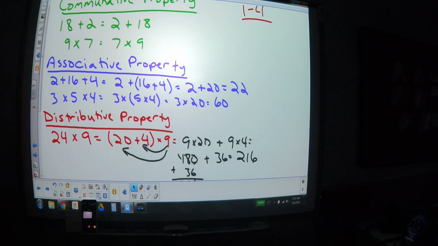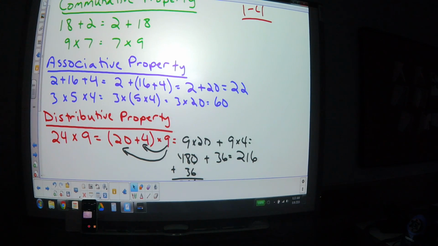Okay, good morning and welcome to section 1-4. We'll be talking about the different math properties that you'll be using throughout the year. You'll be using three of them a lot: the commutative property, the associative property, and the distributive property.